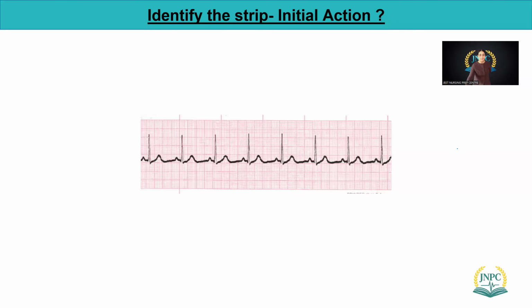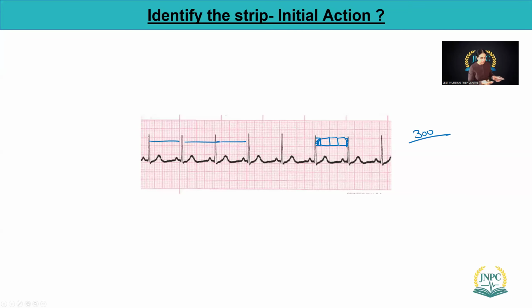This is normal. Look at the gap. But is it normal, brady, or tachy? Count the boxes: 2, 3, 4, 5, 6. So if it is regular, use this formula: 300 divided by the big boxes. 150, tachy. Sinus, regular. Normal sinus rhythm or what?